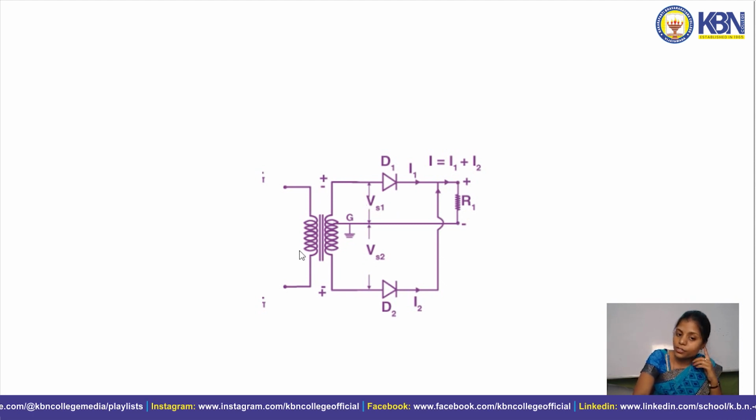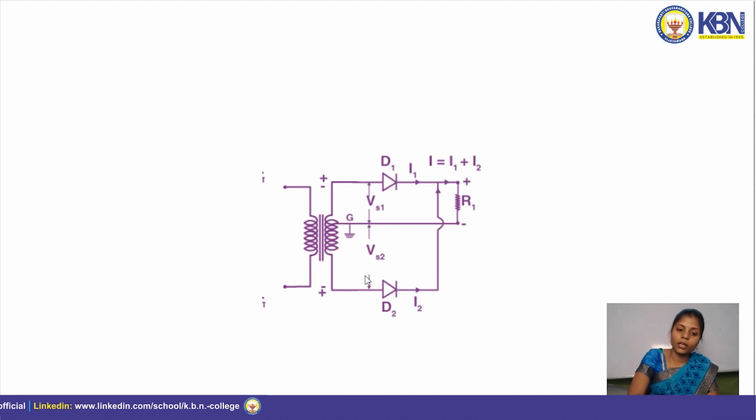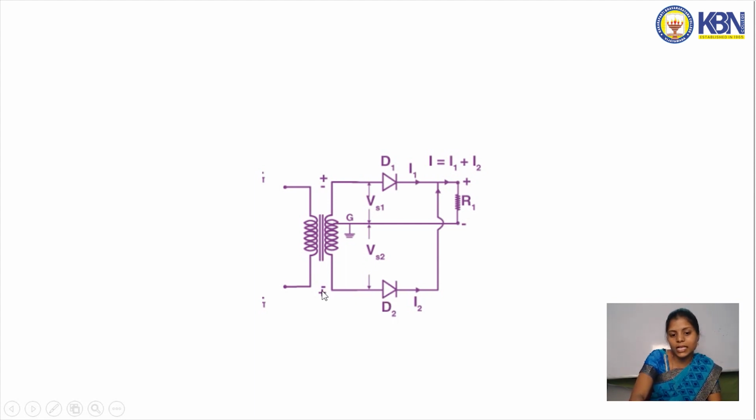The current passes from the step down transformer through D1, from D1 to R1, and it closes through the step down transformer again. This way the current flows through D1 only. In this condition, D2 is in the off state. When a negative half cycle is given as input to the circuit, D1 is in the off condition and D2 comes into the on condition. The current passes through the step down transformer, D2, and from D2 to the resistance load, and again ends at the step down transformer.